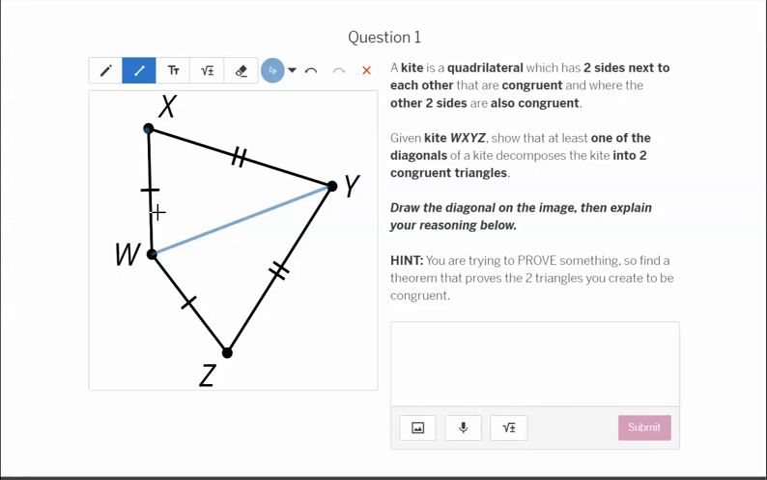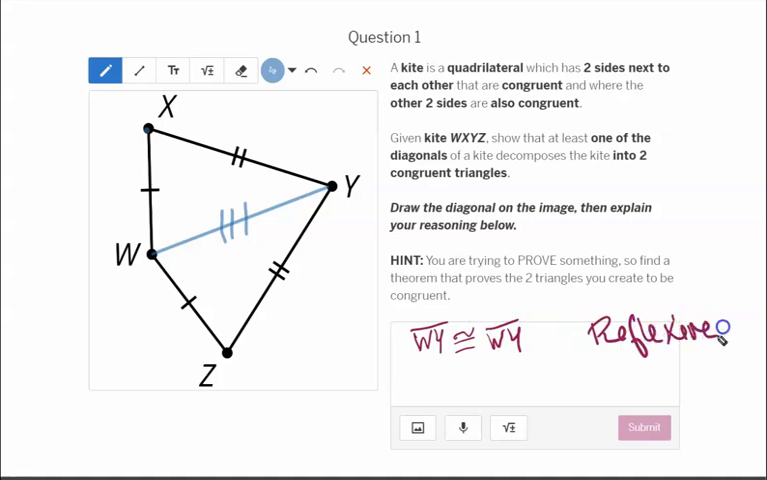So when we're looking at this, we can see we already have two sets of congruent sides. And then this third side is the one we just drew. That is congruent to itself. So when we say that a side is congruent to itself, that is the reflexive property. So you can say segment WY is congruent to itself, and that is the reflexive property. Reflexive property just means something is congruent to itself.